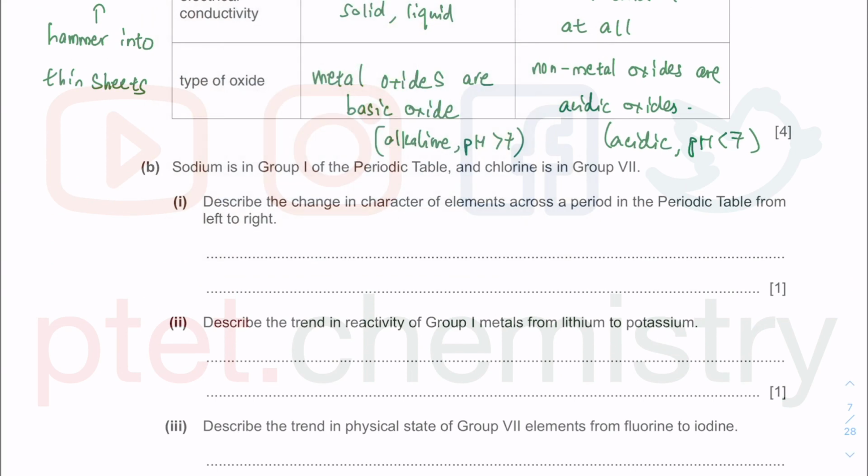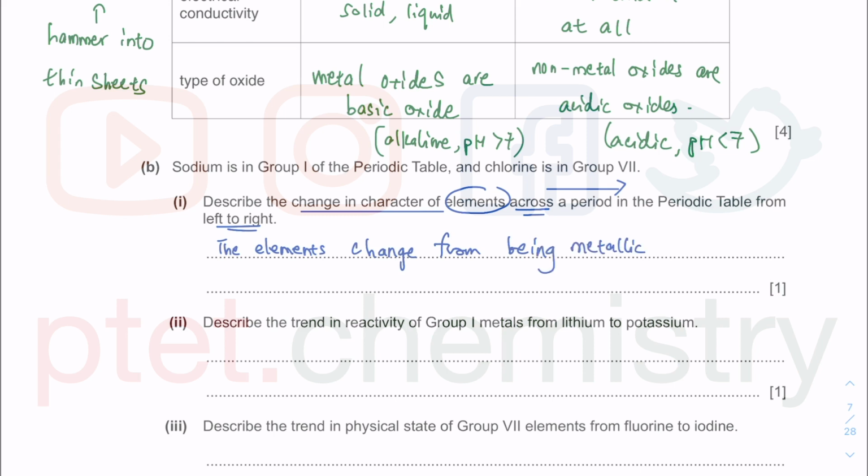On to the next question, the change in character of the elements across, so going from left to right, the elements change from being metallic, group 1 metallic elements on the left, to non-metallic on the right. So from group 4, 5, 6, 7 onwards, they are all non-metallic elements on the right hand side.